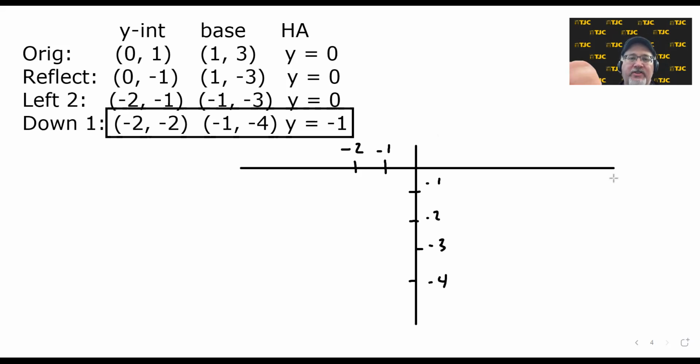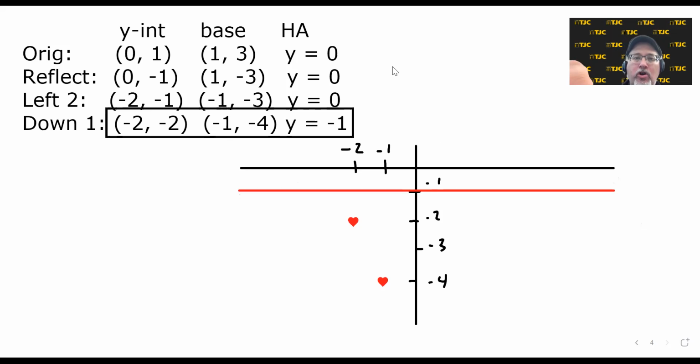Let's start with the horizontal asymptote, which is at y equals -1. So we'll draw a horizontal asymptote through -1. I'd normally draw it dashed, but I can't draw a dashed line quickly using the tools in this word processor. Our y-intercept has now moved to the point -2, -2. So let's drop a heart there at -2, -2. And our base point has now moved to -1, -4, which is here. And if we connect them and remember that the horizontal asymptote is on the left, then we get a graph that looks a little something like this.